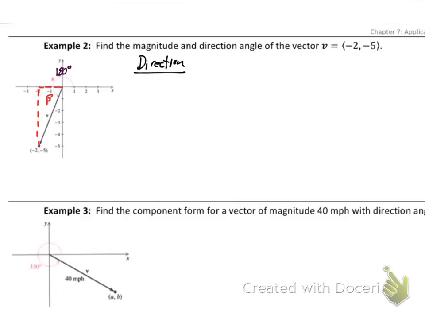Well, I have a right triangle, so if I know two sides, I can use sine, cosine, or tangent. Let's figure out which two sides we know. Well, if this is the point (-2, -5), that means the distance from here to here is 2. So that distance from there to there is 2.